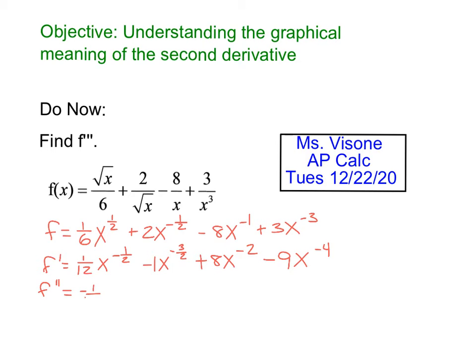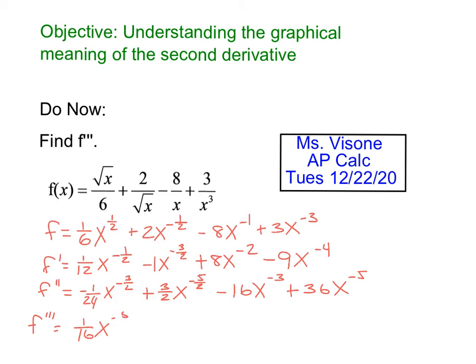Multiply, negative 1 over 24. Subtract 1. Negative 1 times 3 over 2, negative 3 over 2 is positive 3 over 2. Subtract 1. 16, negative 3, and 36, x to the negative 5. Then we're going to do it one last time. What's that? 3 over 48. It's 1 over 16. X to the negative 5 over 2.